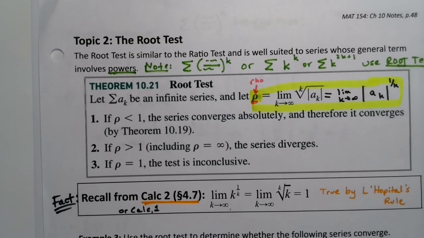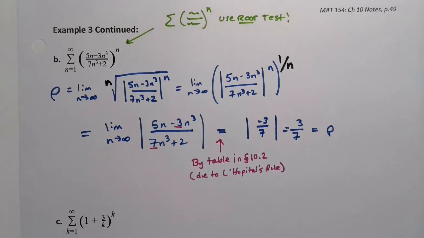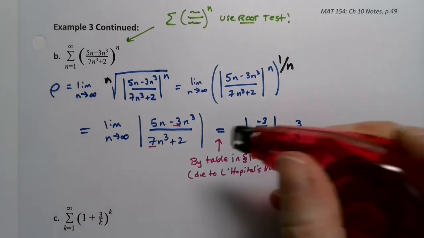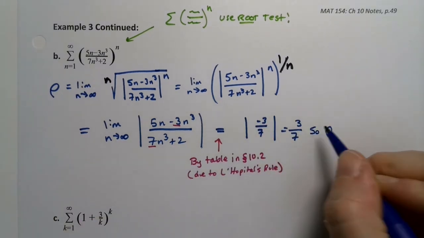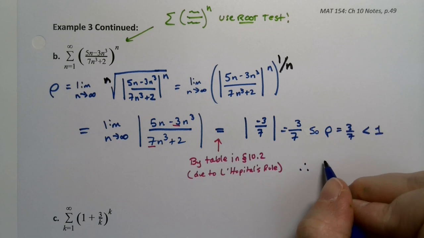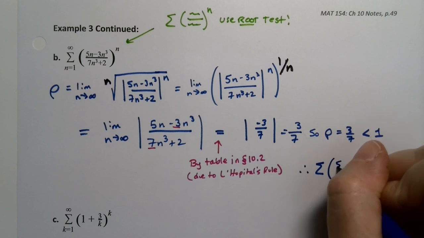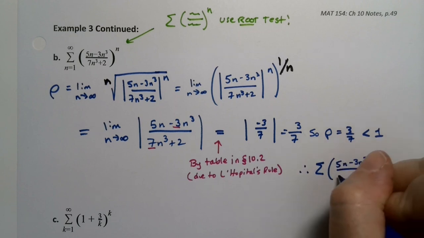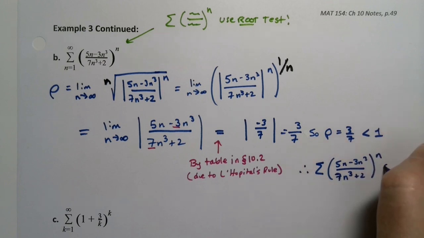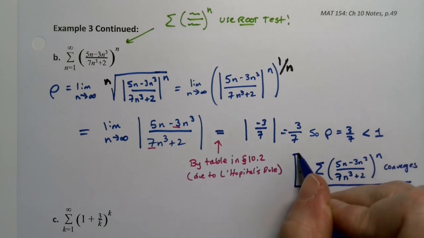There, going back a page, just to quickly note, if rho is less than 1, the series converges absolutely. 3/7 is less than 1. So rho is equal to 3/7, which is less than 1. Therefore, our series, which was giant, 5n minus 3n cubed over 7n cubed plus 2 to the n, converges. If you want, you can say converges absolutely, but converges absolutely implies that it converges.